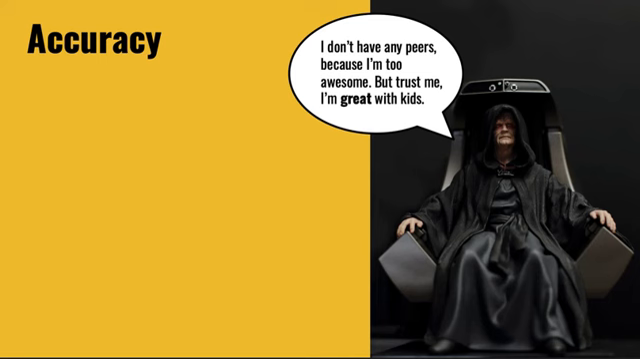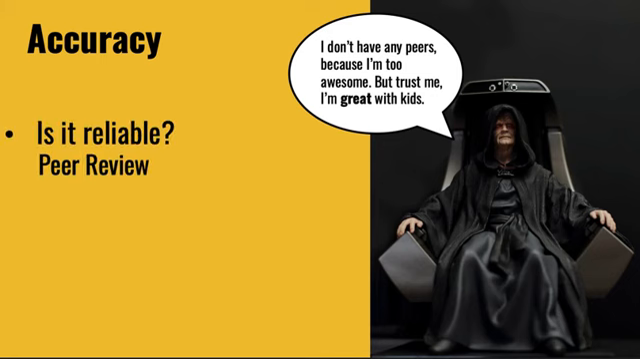Our second A is accuracy. Is this information reliable? Has it been through a peer review process? Is it fact or opinion? Pay attention to the information the author is providing. If there are sentences that begin with "I think" or "in my opinion," you're probably looking at a source based on that person's opinions and not facts.